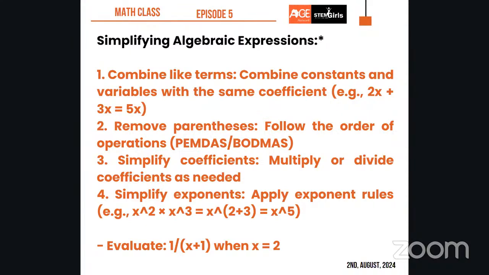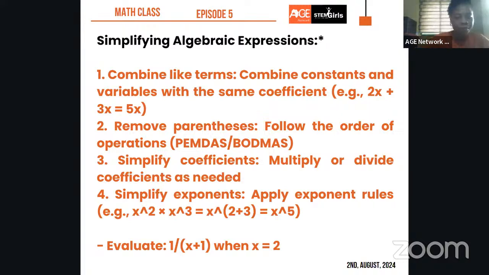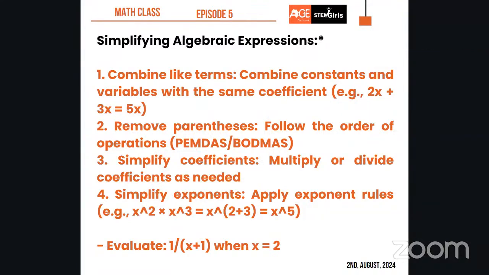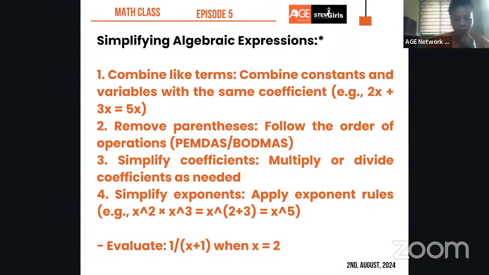What are like terms? I told you that algebraic expressions are made up of terms coming together. Now, what are like terms? Like terms are terms with the same variable. For instance, 2x plus 3x. The variable in 2x is x. The variable in 3x is x. So those two have the same variable in common, so we can call them like terms. Are you getting it now? If you have 2x squared plus 3x, they are not like terms because the variable in 2x squared is x squared.